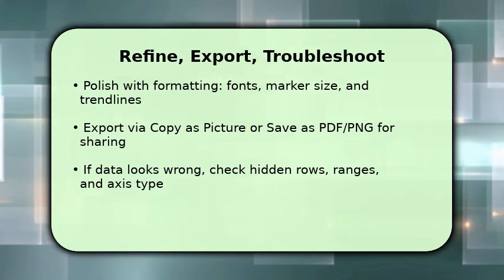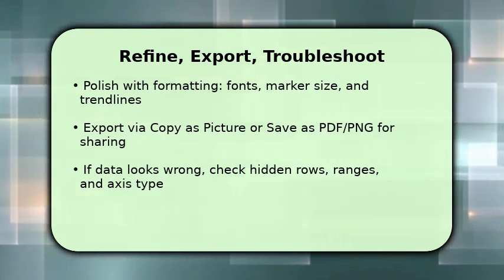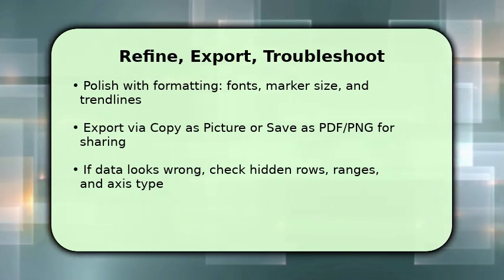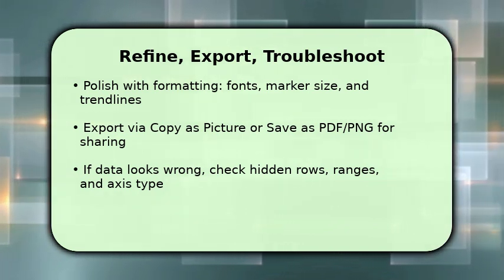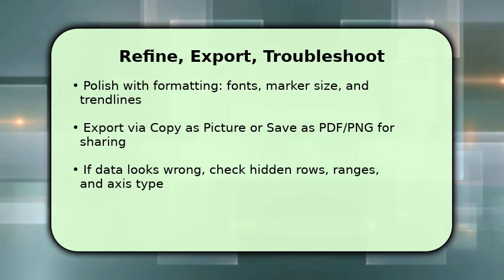If the chart looks incorrect, check for hidden rows, incorrect ranges, or a mismatched axis type, text versus date. Changing the axis format often fixes misplaced points.